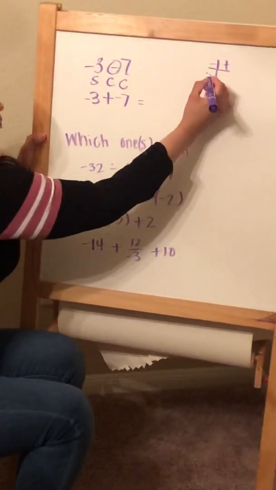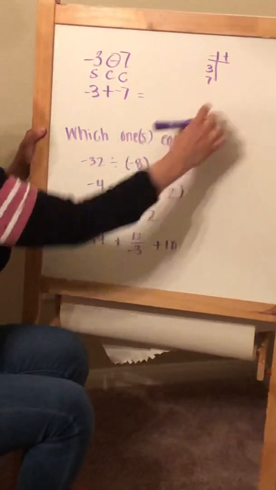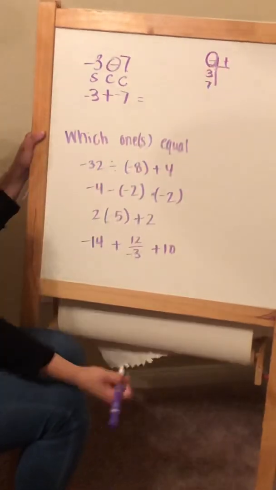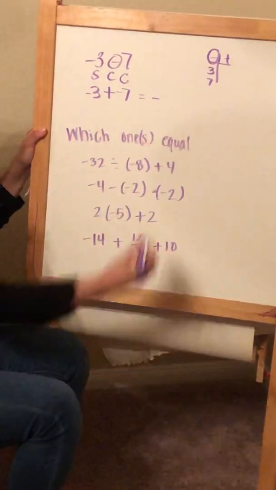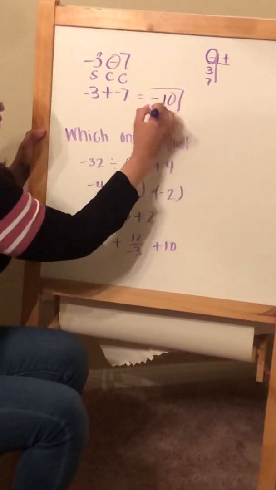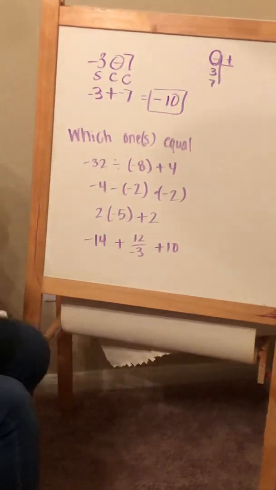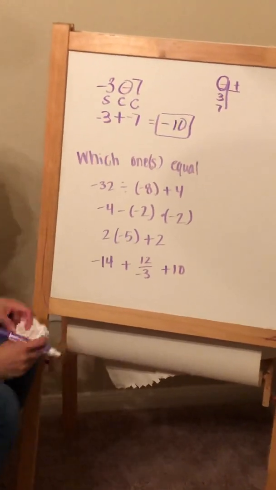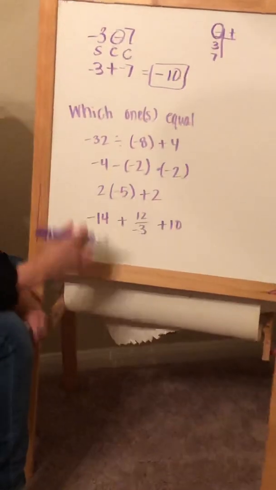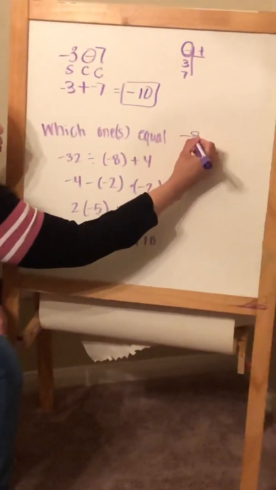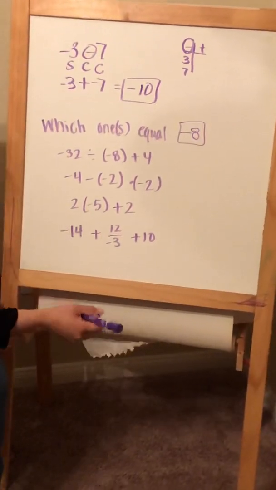You've got -3 ninjas. You've got -7 ninjas. You don't have any positives. Who wins? The negative. So it's going to be a negative answer. And how many points did this negative team get? 10. Okay? So now that we've gotten a review on your addition and subtraction of integers, let's go ahead and solve something a little bit more challenging. Next step. Which ones equal -8, okay? So some of these are going to equal -8 and some of them aren't.